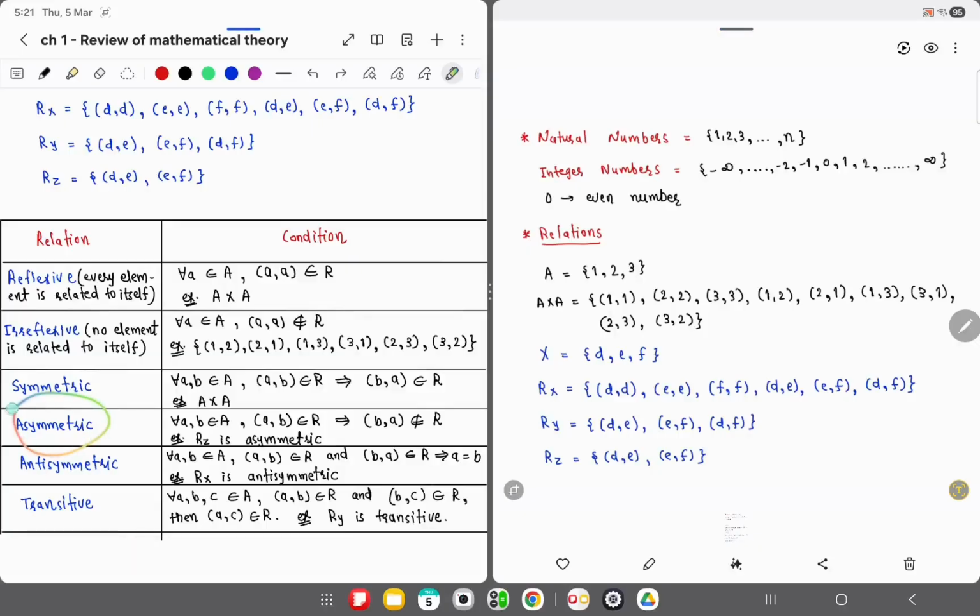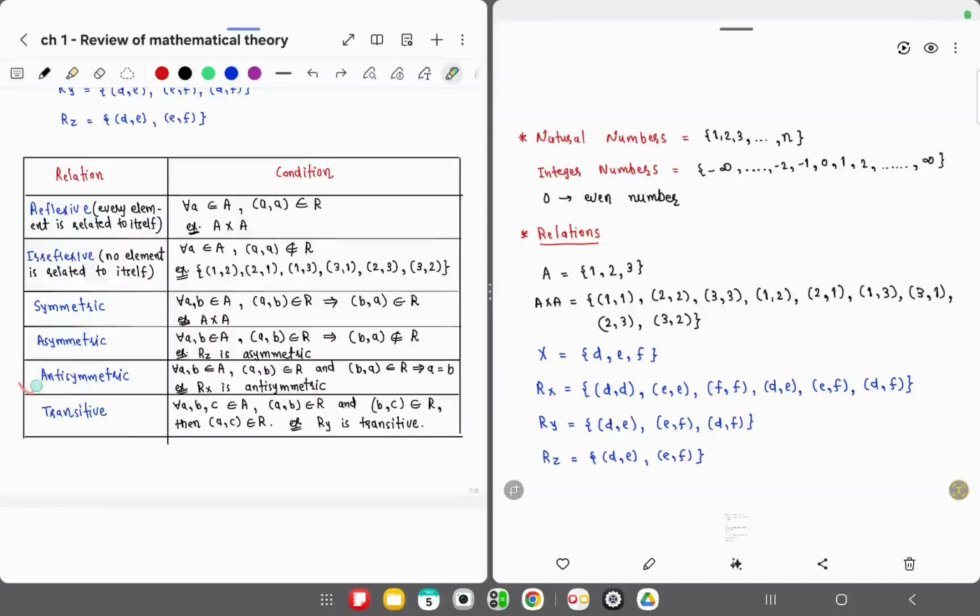But next is asymmetric. Here, if (a, b) belongs to R, then (b, a) does not belong to R. The opposite of symmetric is asymmetric. Here, we have taken one more example of set X, {D, E, F}, where we have taken Rx, Ry, and Rz. In this, we can see that Rz is asymmetric. Why? Here, (D,E) is part of Rz, but (E,D) is not. Here (E,F) is part of Rz, but (F,E) is not. So this relation Rz is called asymmetric.